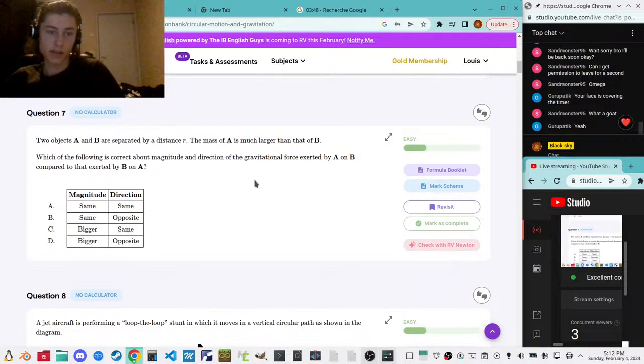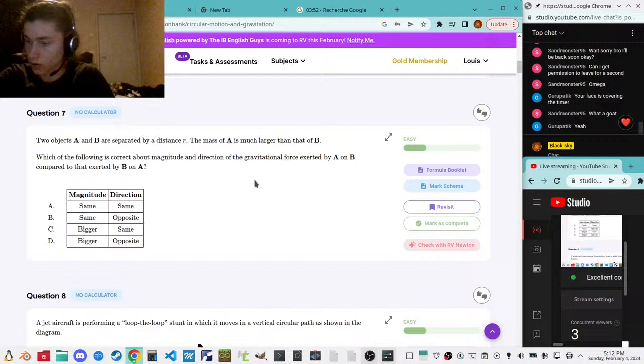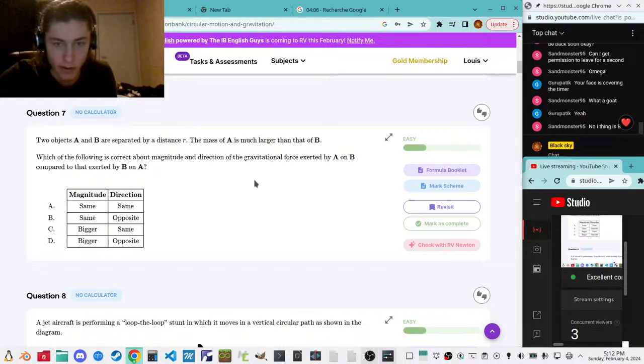Two objects A and B are separated by distance R. Let me start drawing things. Maybe I'll stop getting every second question wrong. A and B are separated by a distance R. The mass of A is much larger than that of B.